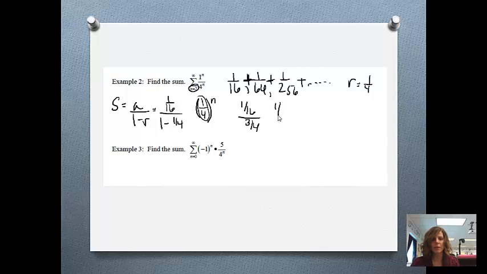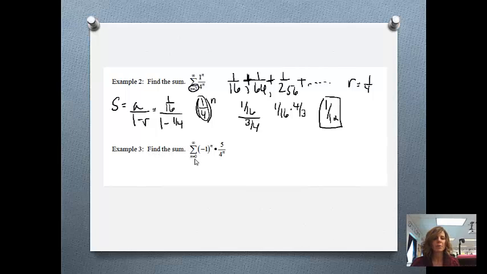I'll multiply by the reciprocal, so I'll get 1/16 times 4/3, and that will give me 1/12 for my sum. So if we added all the terms of this sequence up, we would end up getting 1/12 as an answer. All right, the next one, it says to find the sum.